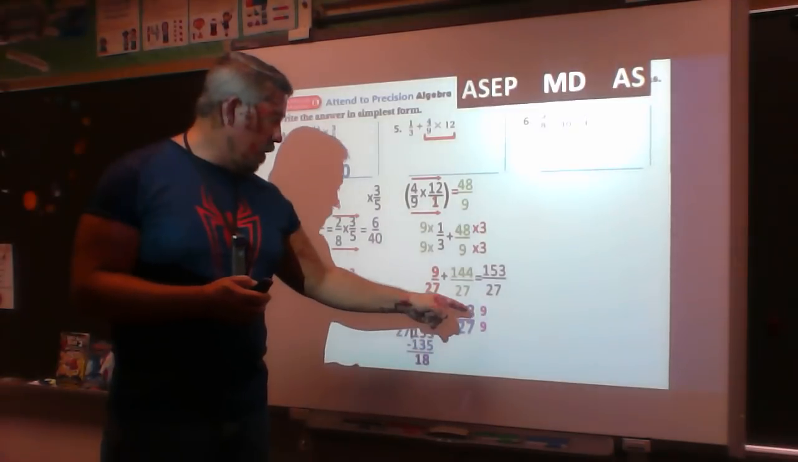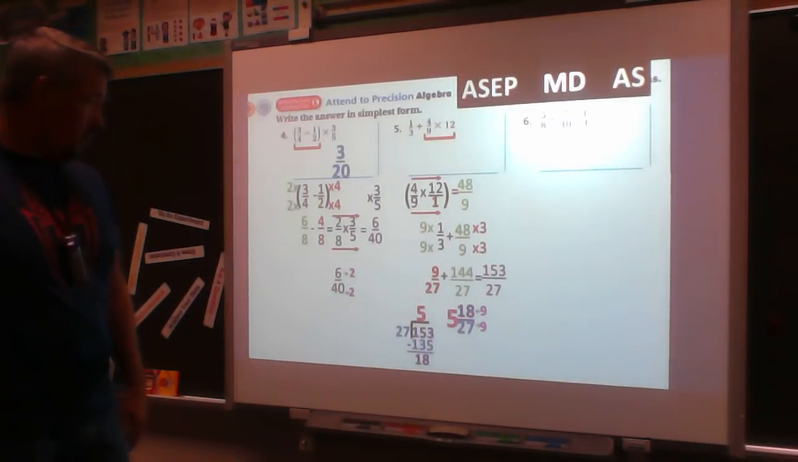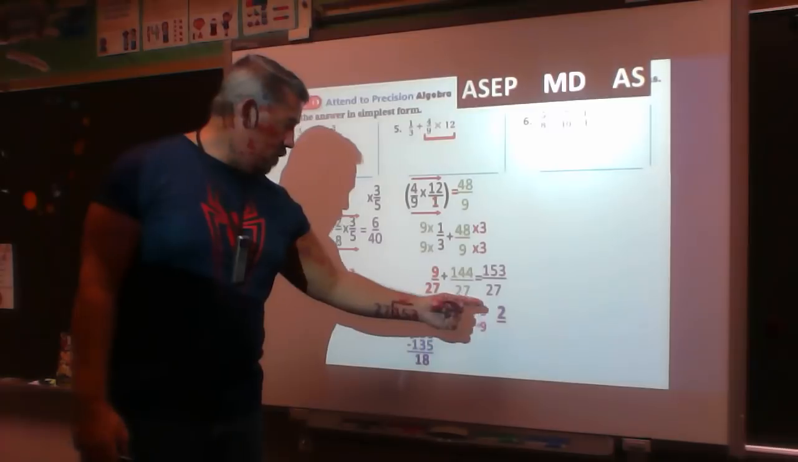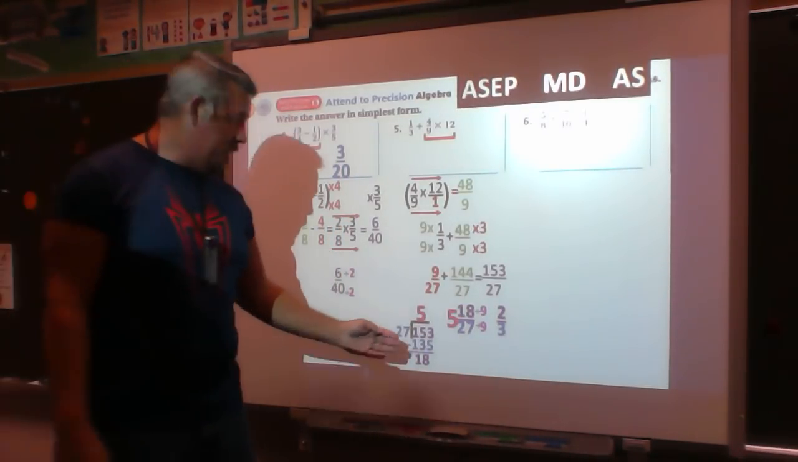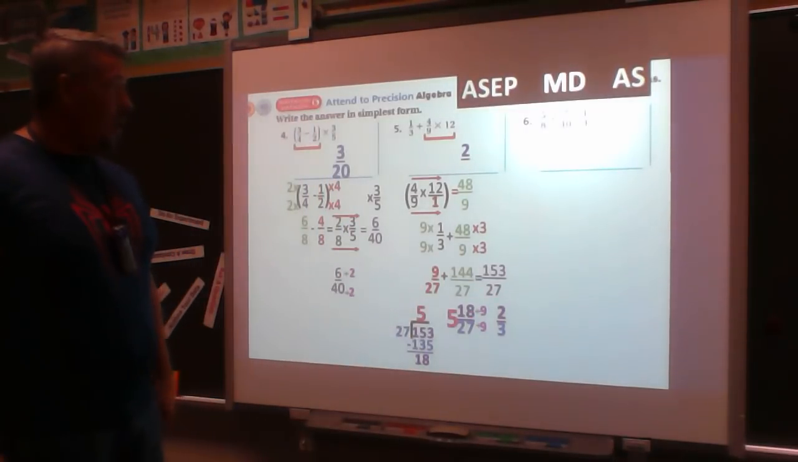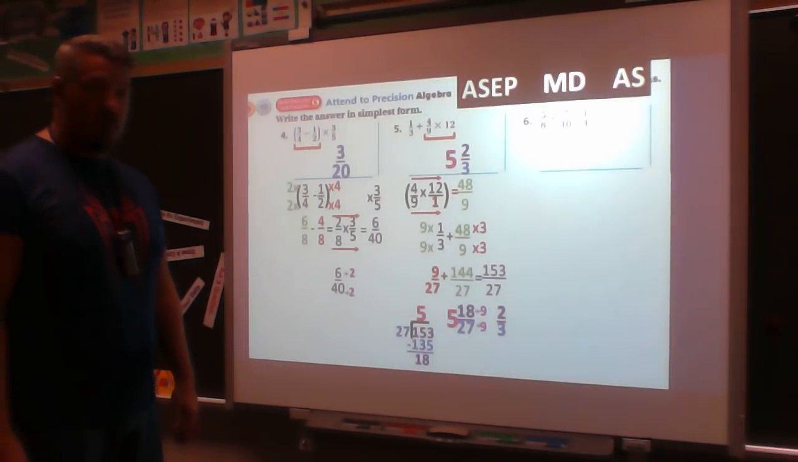So when I end up with 9 going into both of them, I end up with a numerator of 2 and a denominator of 3. That gives me 5 2/3 as my final answer.